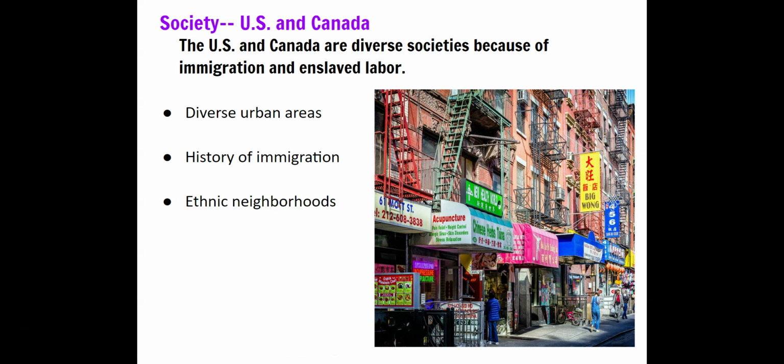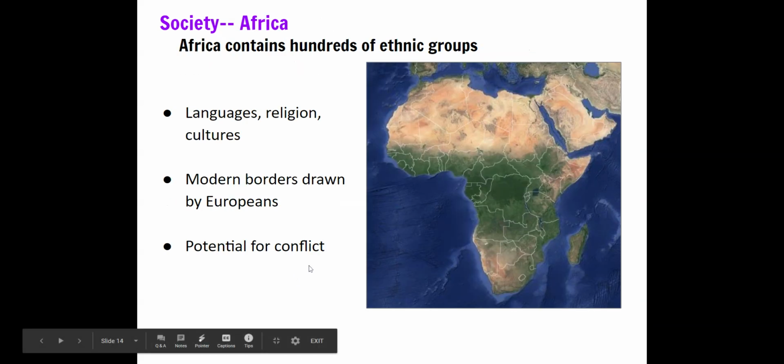This has led to many diverse areas, particularly in cities, diverse urban areas where immigrants frequently settled in the early 1900s. And this history of immigration has led to ethnic neighborhoods like the Chinatown you see pictured here.